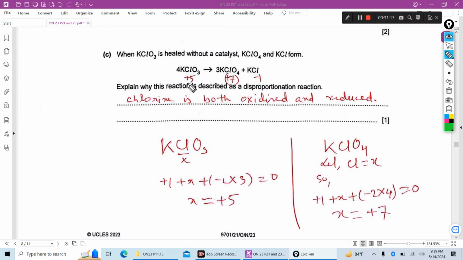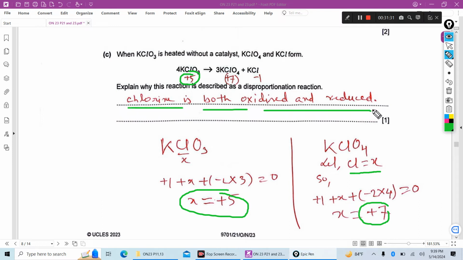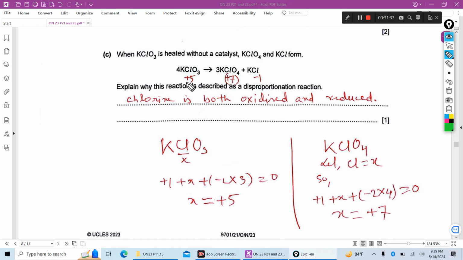And you see here chlorine oxidation number +5, and you can calculate here chlorine oxidation number +7. So chlorine is both oxidized and reduced. Here chlorine +5 to +7 is oxidized, and +5 to -1 is reduced. So chlorine is simultaneously oxidized and reduced. That's why this reaction is known as a disproportionation reaction.